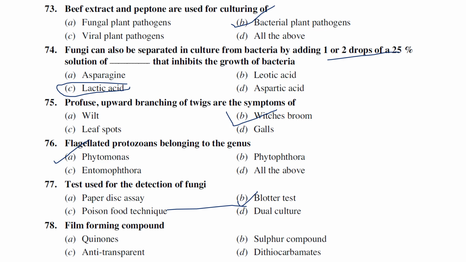So which of the following is a film forming compound, which actually forms a transparent film on it? Quinols, sulfur fungicides, anti-transparents, and dithiocarbamates. I don't know, probably anti-transparents, as the name itself indicates, but I'm not sure about it. Please just take a look into it.